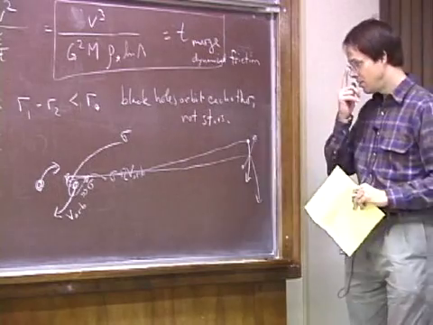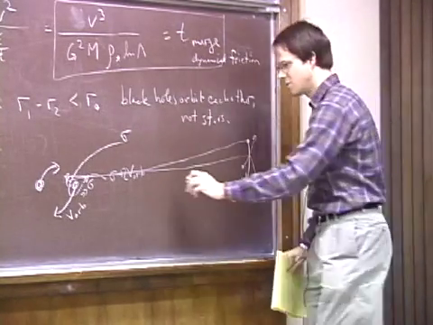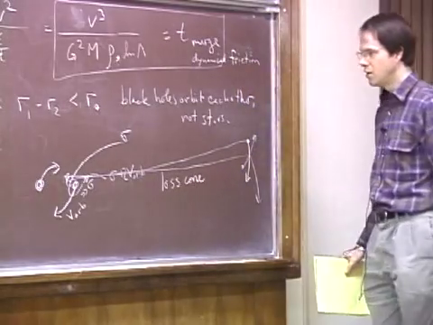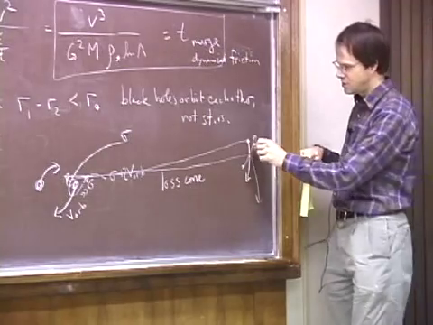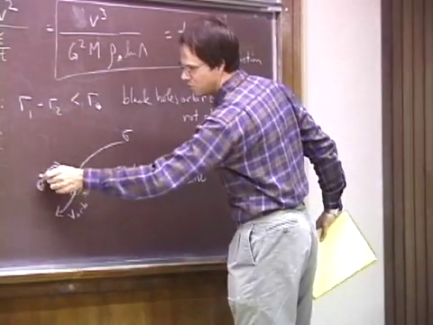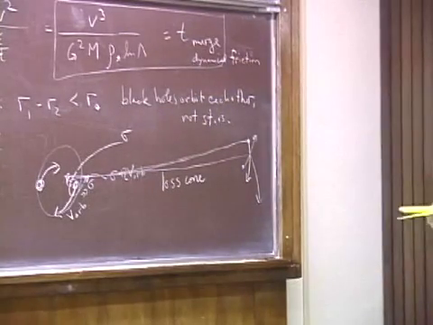So I could wait for a relaxation time to repopulate this so-called loss cone. And the loss cone consists of those stars whose orbits are aimed sufficiently precisely that they'll get within the sphere of influence of these two black holes.